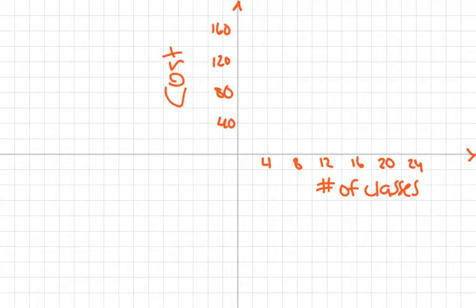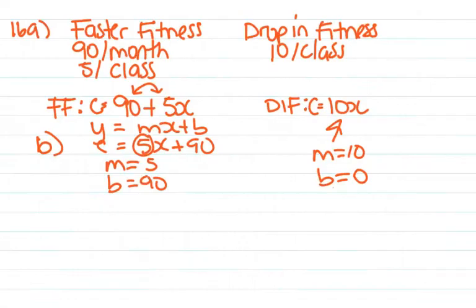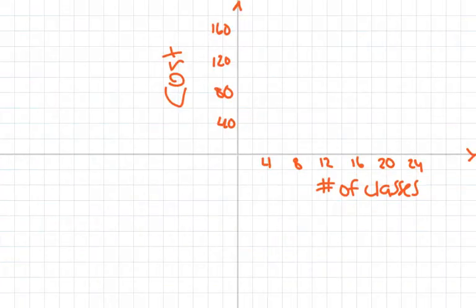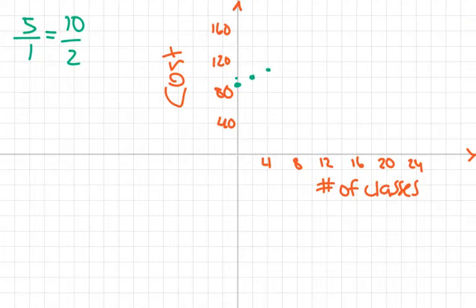All right. So my y-intercept was 90 and my slope was 5. So I'm going to plot 90. And then when I go up 5, I go over 1 with rise over run. So that means when I go up 10, I go over 2. So if I go up 10 to 100, I can go over 2, up 10, over 2, up 10, over 2, up 10, over 2. That line continues on there.